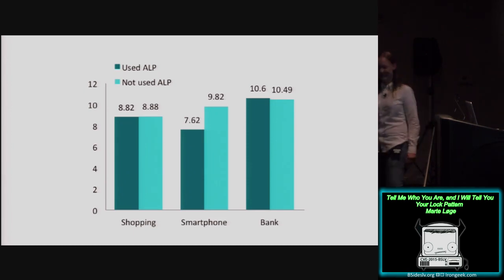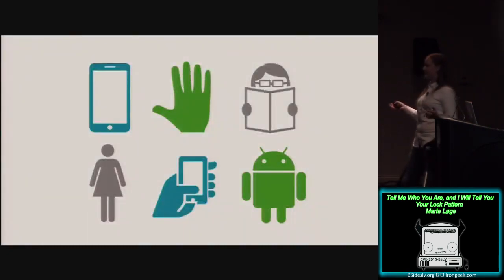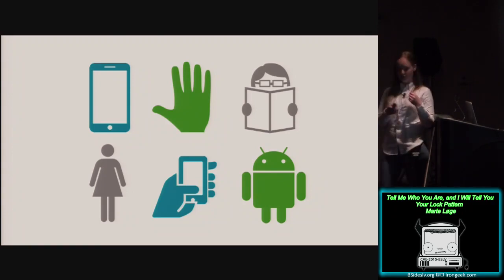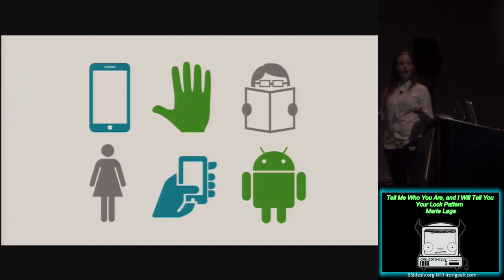So predictable. Yeah. Okay, so as I said, with the Android pattern lock you cannot use letters and you cannot use numbers. So how can you connect the dots to who you are? What parameters can you use? So I looked at the screen size, for instance, hand size, reading and writing direction, gender, handedness, to see if they can impact the way we create patterns.